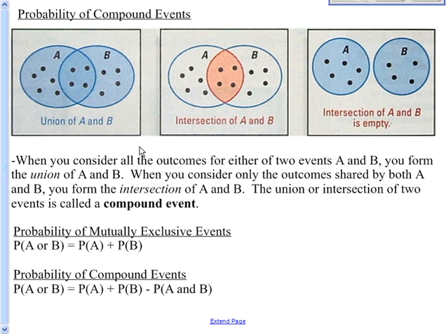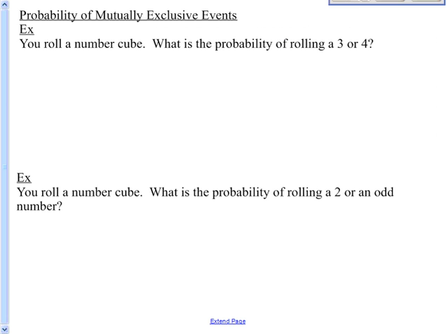Now, if they look like the middle diagram, so they are compound events, you have an intersection there. You don't want to double count those outcomes in the intersection. So the probability of A or B is the probability of A plus the probability of B, but then you have to subtract out the probability of A and B, so there's no double count. So let's look at some examples here. Maybe we can clean this up a little bit.